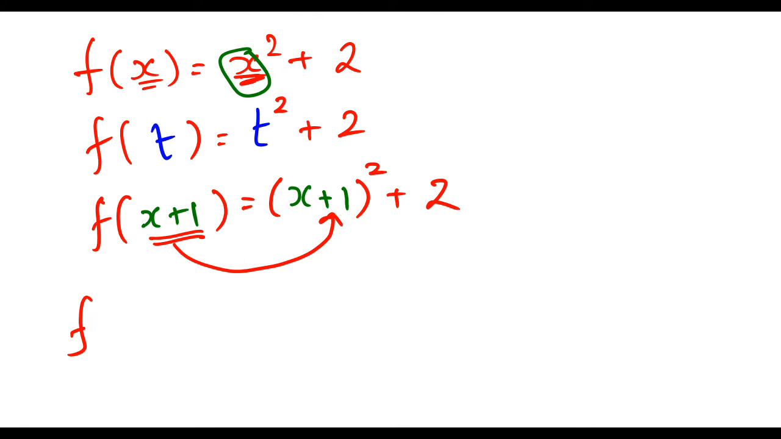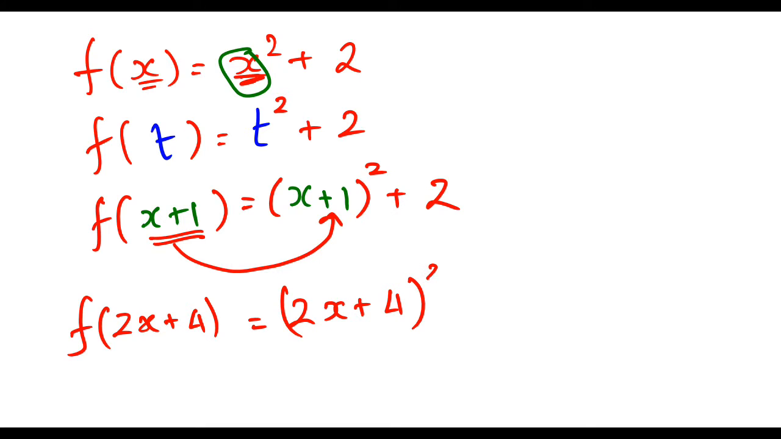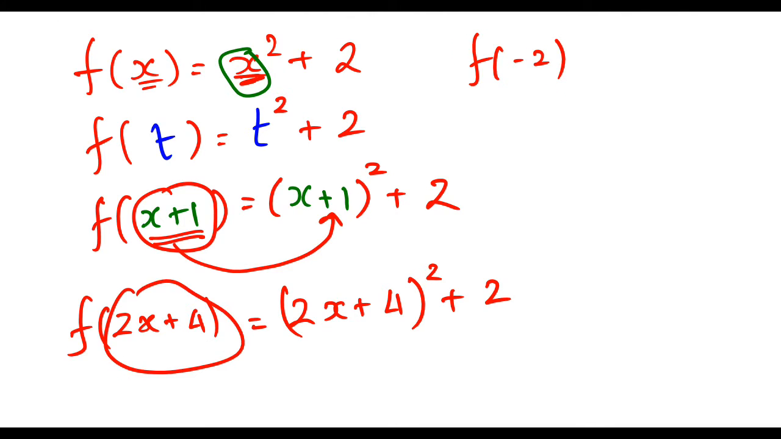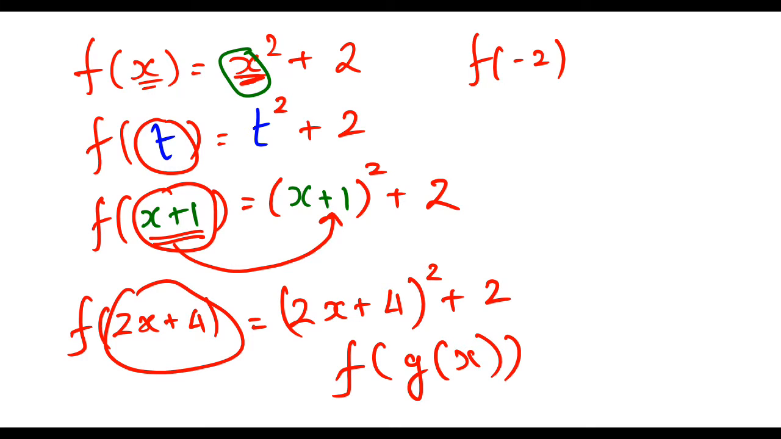If I have, for example, 2x plus 4, then your function would be f of 2x plus 4, the whole square plus 2. Instead of substituting just values like f of minus 2, in this case I'm substituting more functions into them. This is called a function inside another function: f of g of x. Maybe g of x is 2x plus 4, and f of g of x is f of 2x plus 4.